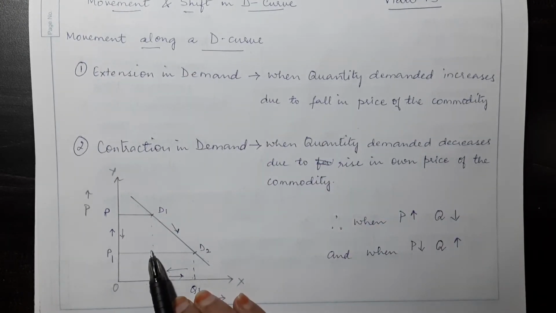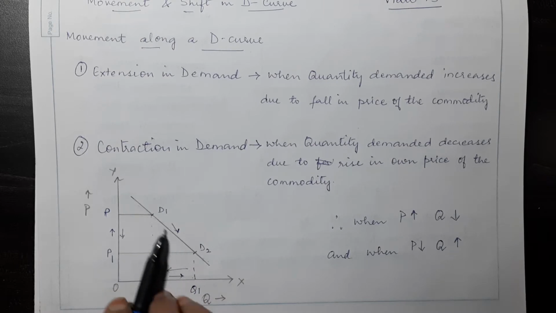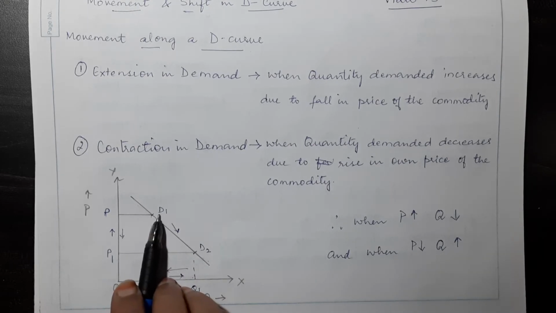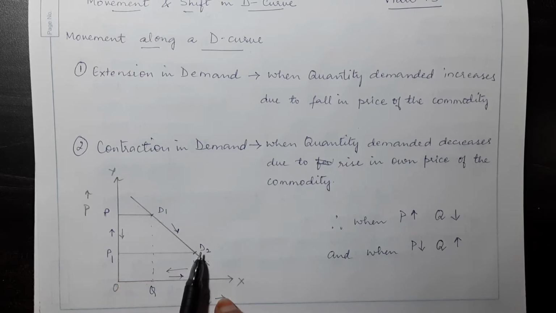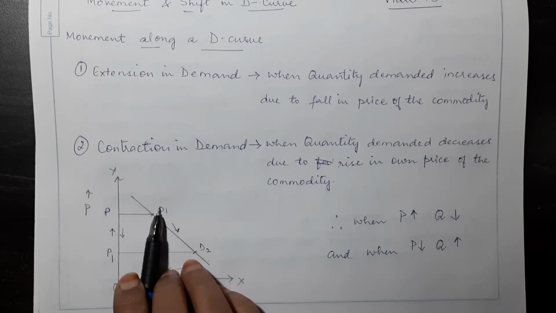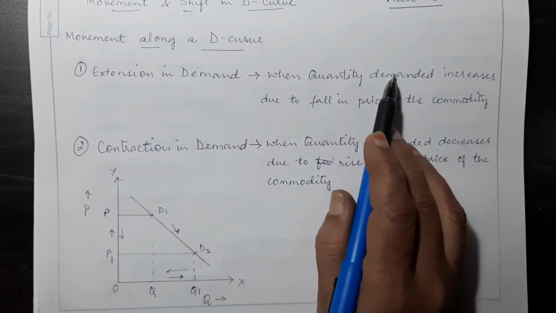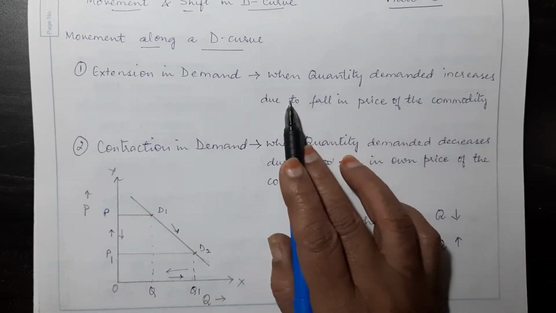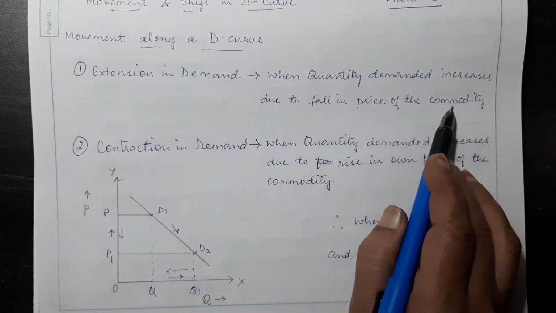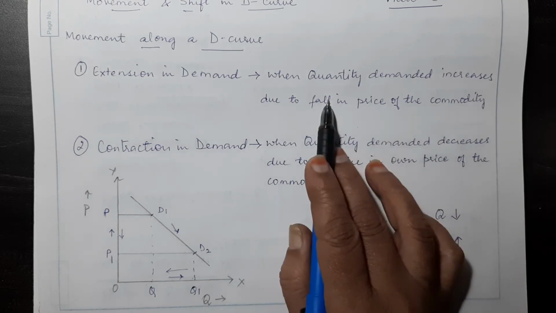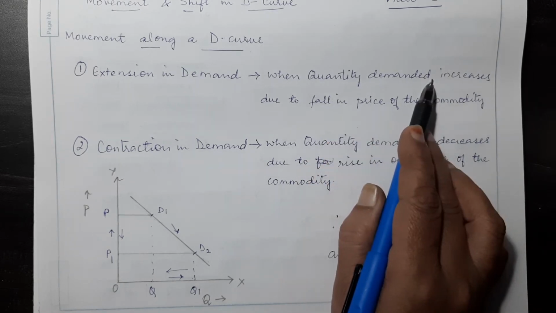Along the demand curve would mean that we are just moving up and down the demand curve. That means we move from point D1 to D2 or from D2 to D1, right? So what is extension in demand? When quantity demanded increases due to fall in price of the commodity. So this suits the law of demand. So there is fall in price and so there is increase in the quantity demanded.